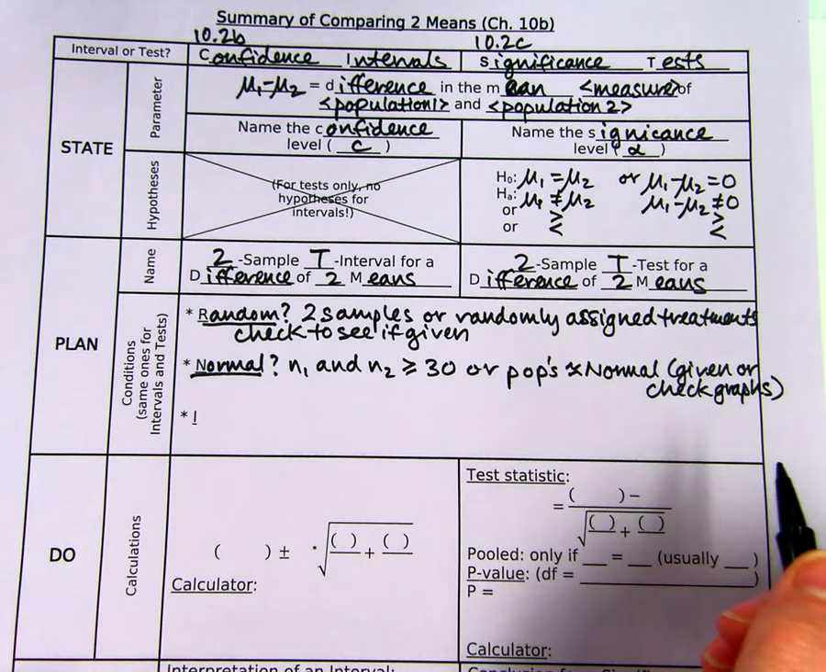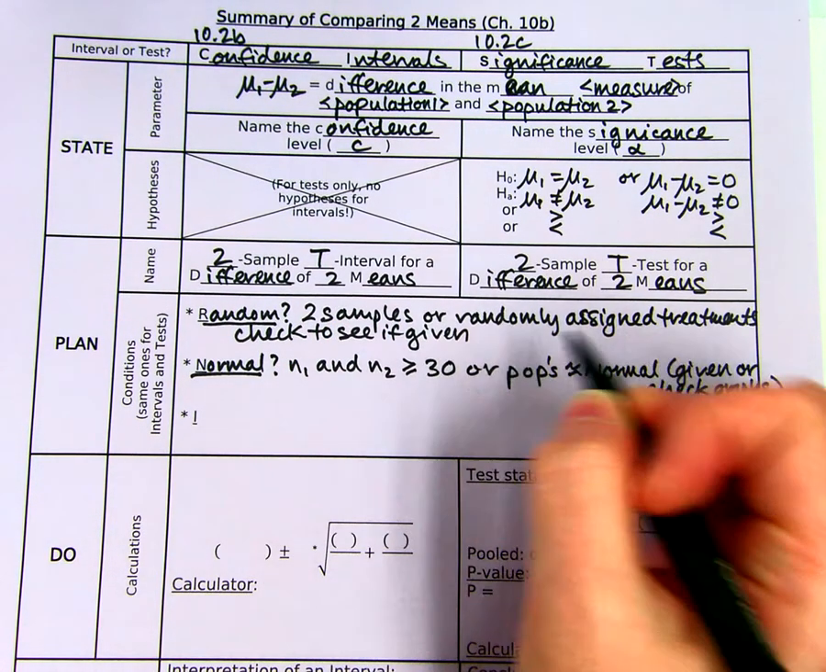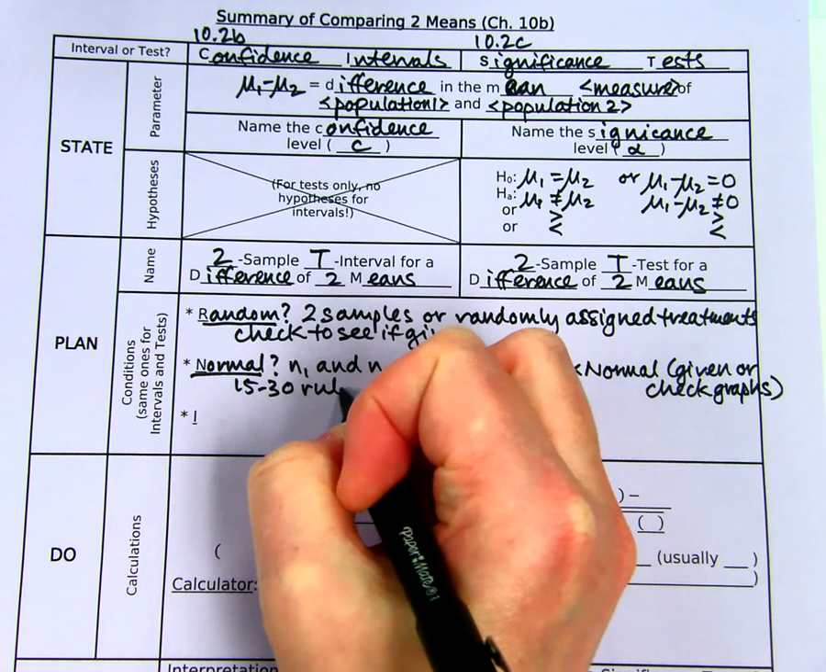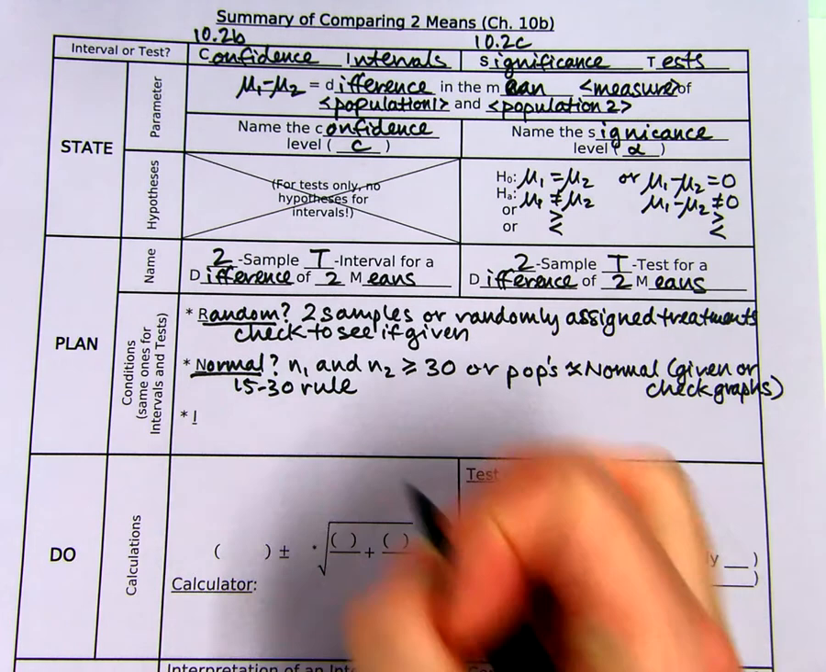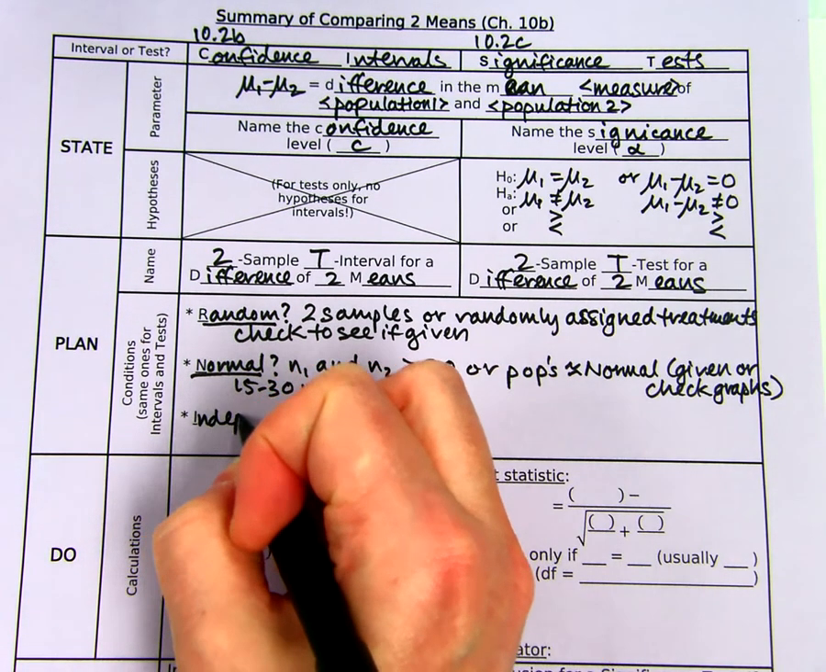Check them separately. And then remember that this 30 thing, really it's a 15-30. Don't forget the 15-30 rule. If it is between 15 and 30, then a little bit of skew is okay. And if it's under 15, then we really need it to be symmetric. So that's a rule for how picky we need to be about those graphs that we're looking at.